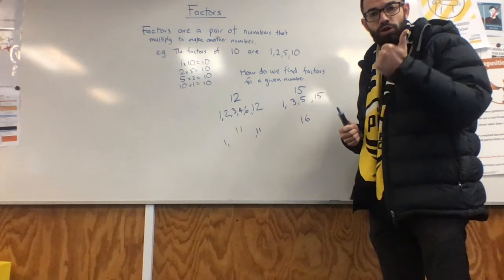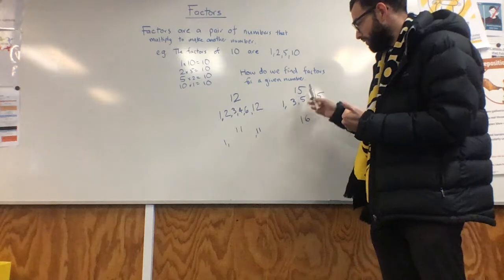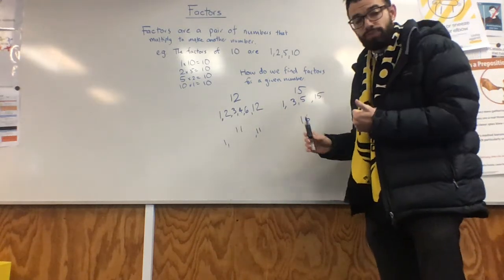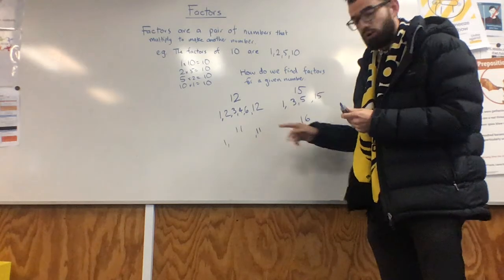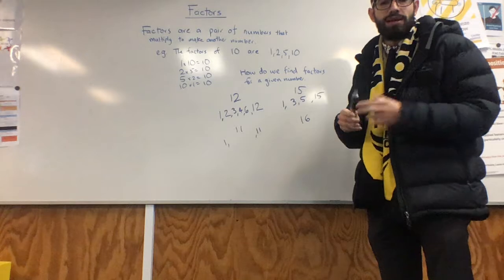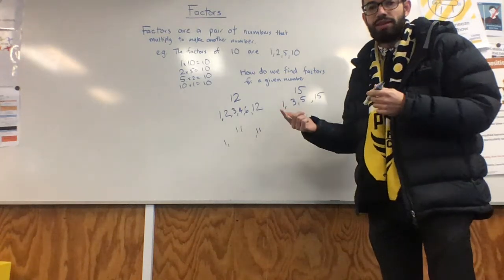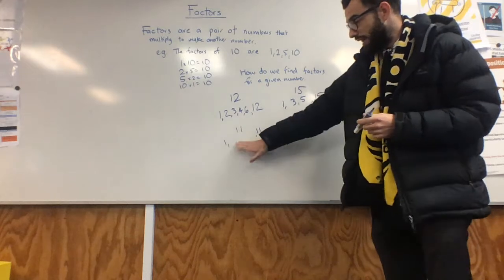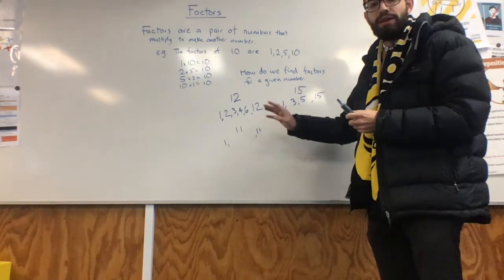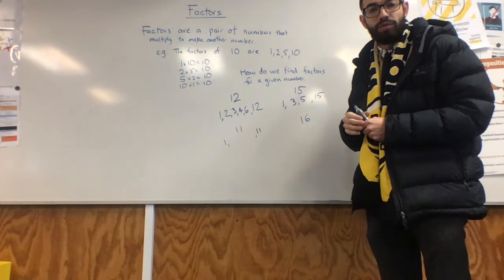Is 11 even? No, so it can't be 2. 3s: we know that 3 times 4 makes 12, 3 times 5 makes 15, 3 times 3 is 9. So, nope, not 3. 4 is not going to make 11 because it's an even number. 5 makes 5, 10, 15, nope. 6 makes 6, 12, nope. 7 makes 7, 14. And you can see that all those numbers are now too big. So 11 is a prime number. Those are the only factors. There are no other numbers between 1 and 11 that multiply to make 11.